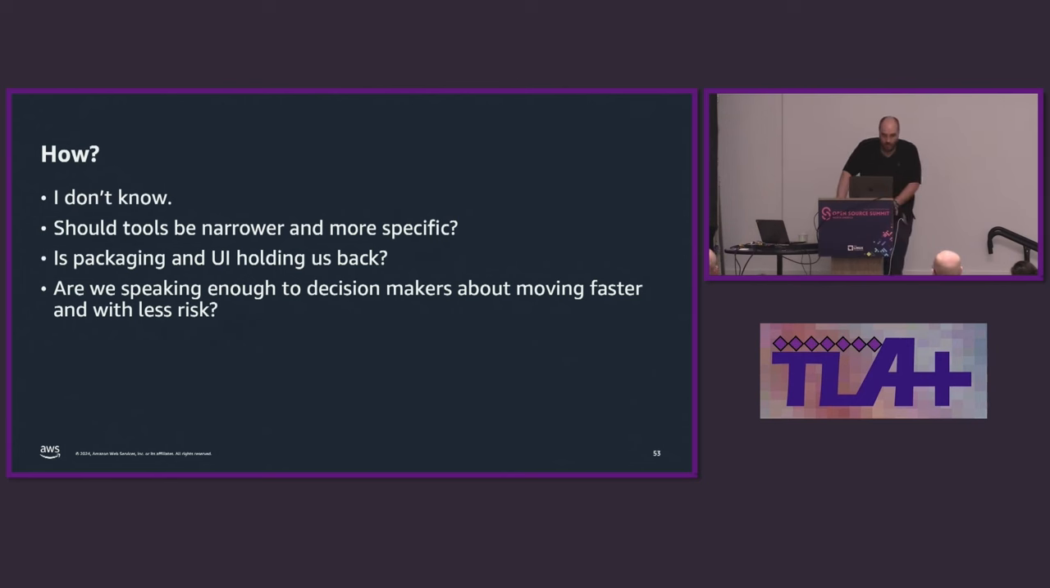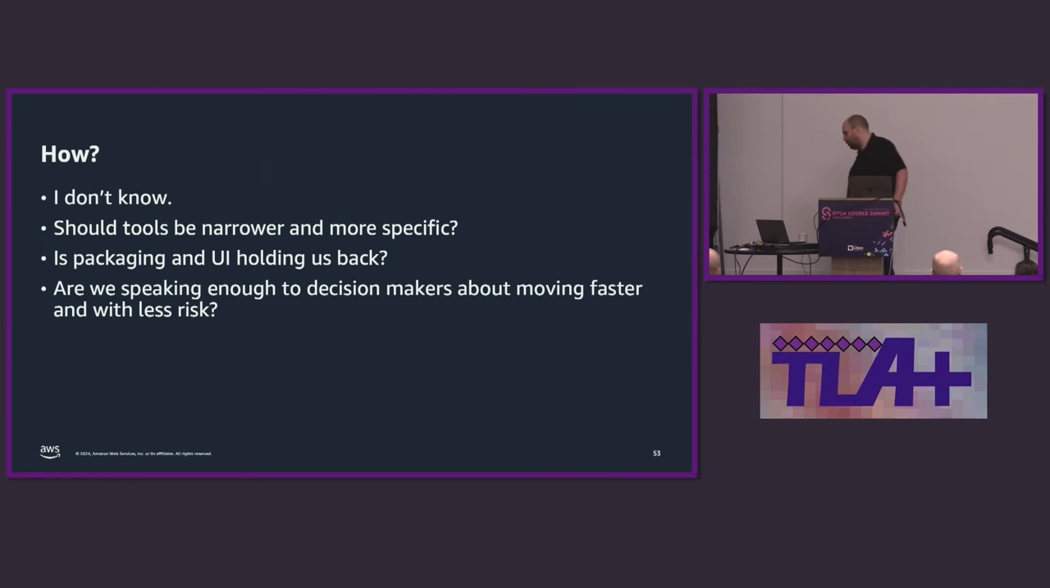And then, are we speaking enough with decision makers about how these tools can help them move faster and with less risk? I think the answer to that at AWS is probably yes. We're starting to have the right level of those conversations, but I don't get the sense that that's true across the whole industry.